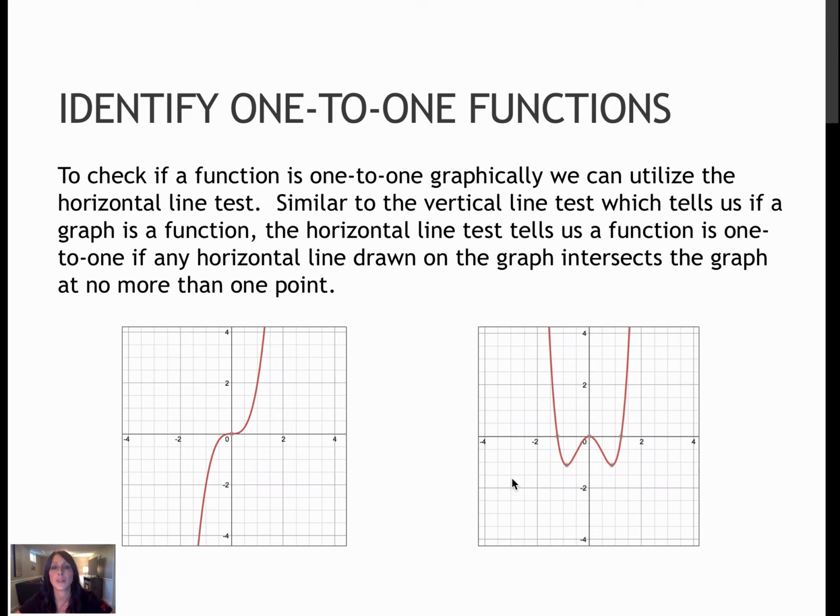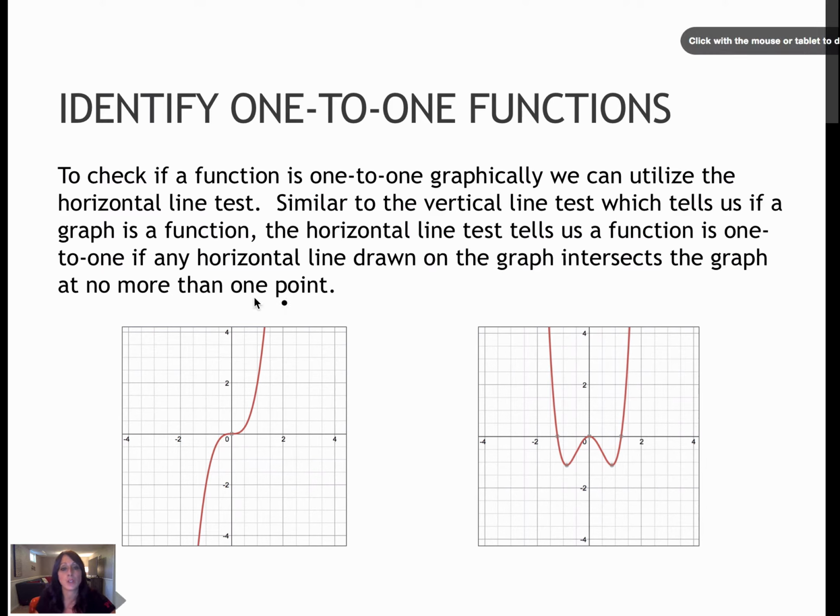Previously we used something called the vertical line test to determine whether or not a relation was a function. How that worked is we would draw vertical lines, which are straight up and down, and any time that line would hit more than one point on our graph, we knew that it wasn't a function. Similar to that, we have something called the horizontal line test, and the horizontal line test will tell us whether or not a function is one-to-one.